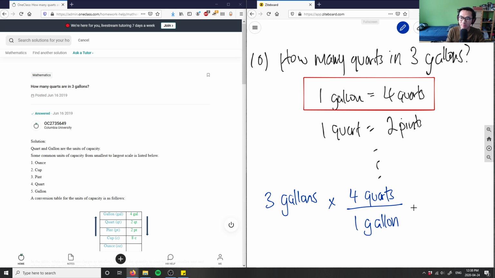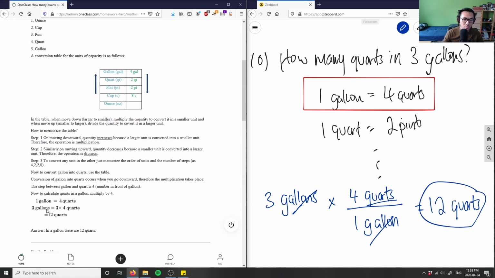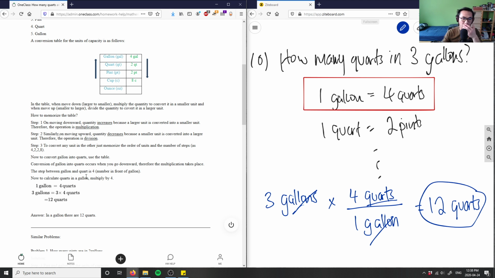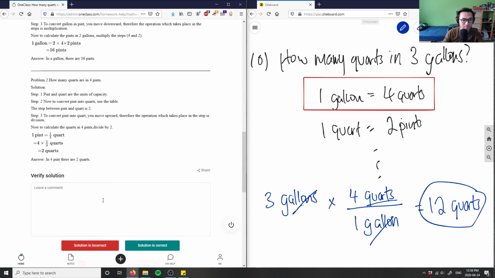4 quarts in a gallon. Therefore, gallons cancel out. So 3 times 4 here is 12, and then quarts here. I have 12 quarts here. So this here is the unit I'm using. So 3 gallons equals 12 quarts, sorry. So this here is my solution. 12 quarts is my solution here. And as you can see, 1 gallon equals 4 quarts, which means for 3 gallons, I'm multiplying both sides by 3 to get 12 quarts. So the solution here is correct.